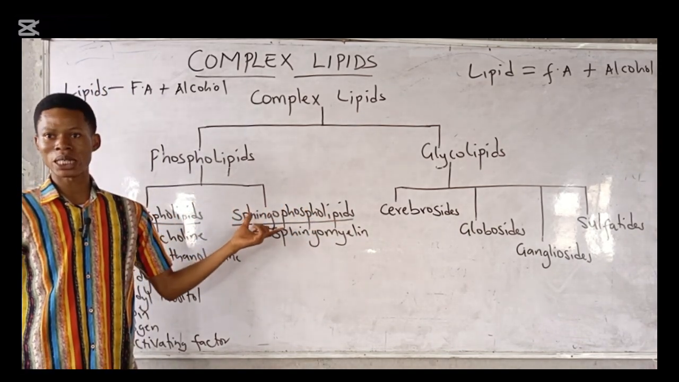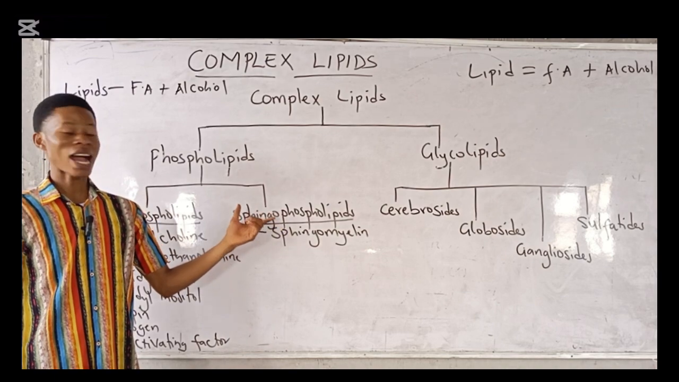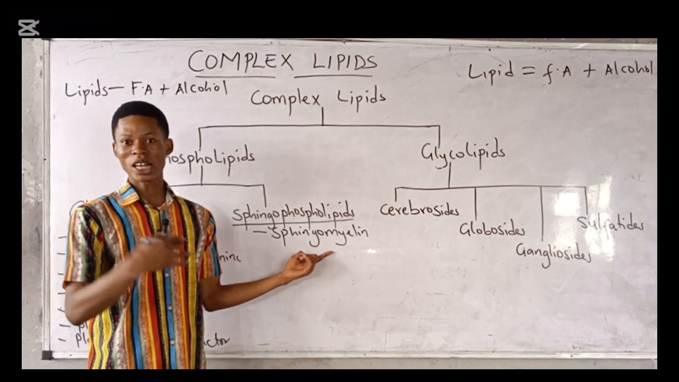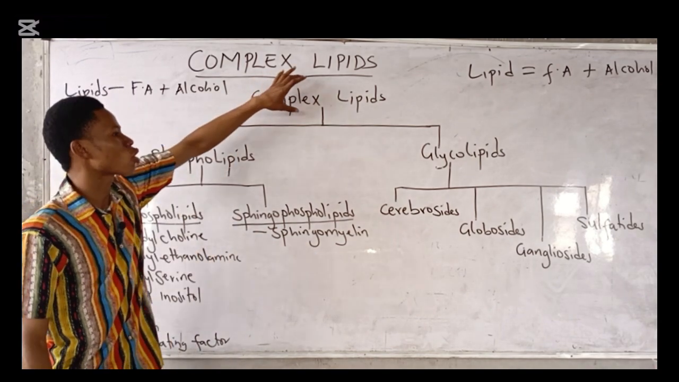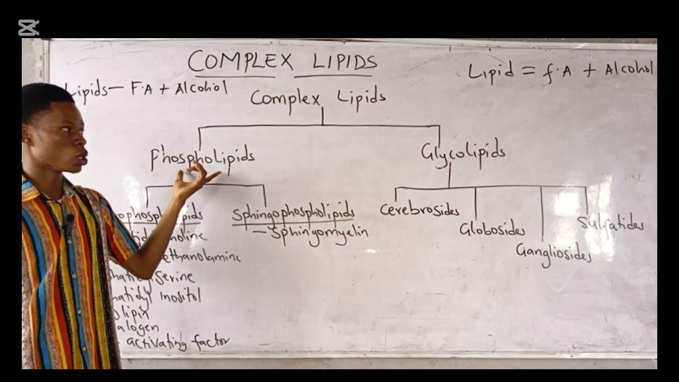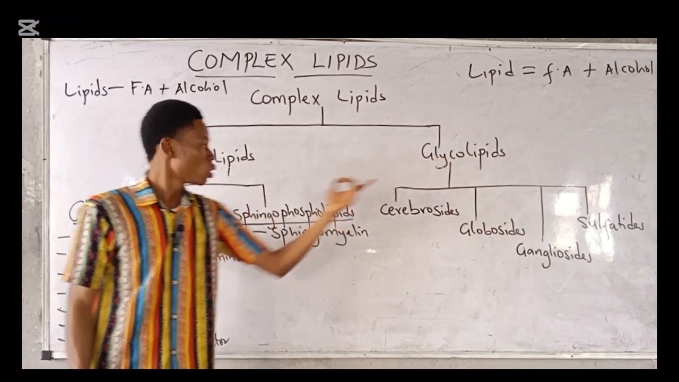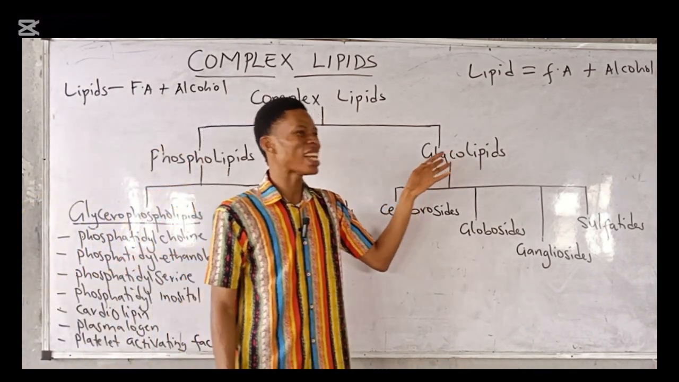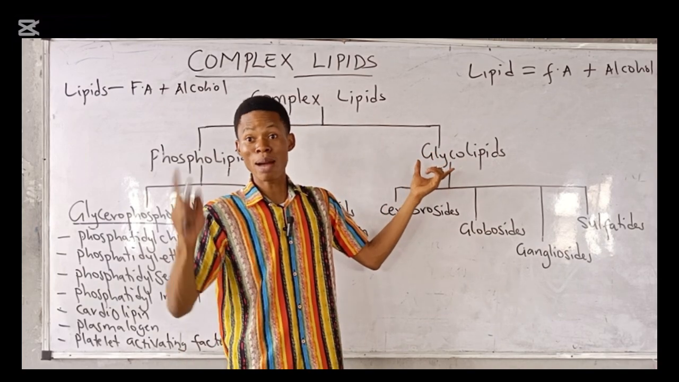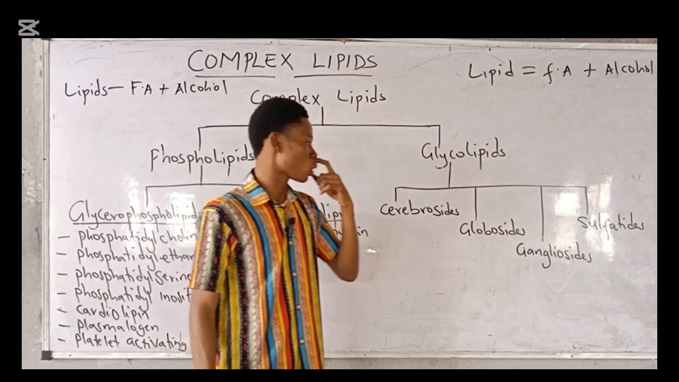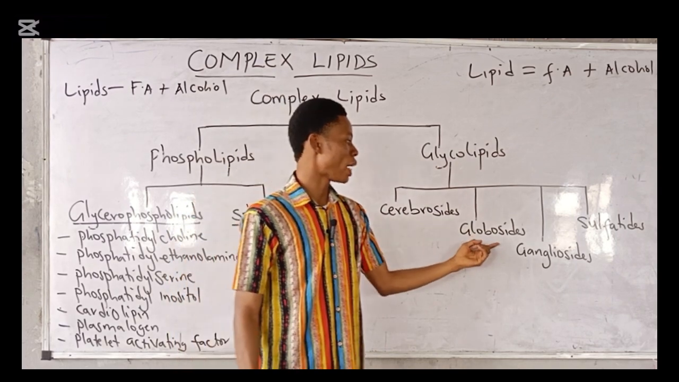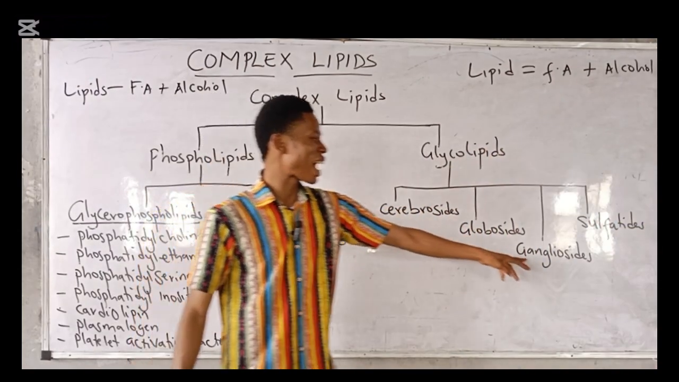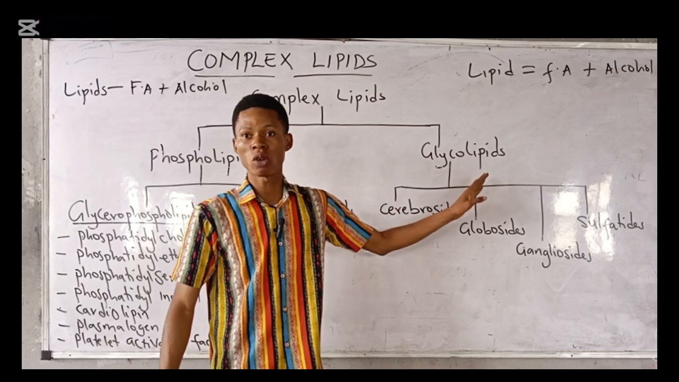For sphingophospholipid, what is the alcohol present here? Sphingosine, right? That is the alcohol present here. An example of sphingophospholipid is sphingomyelin. We'll see it as we go on. Remember that we divided complex lipids into two: phospholipids and glycolipids. Good. Sphingolipids, phospholipids and glycolipids. Now, under glycolipids, the additional group is a carbohydrate. Examples of glycolipids include cerebrosides, globosides, gangliosides, and sulfatides. We'll see the components of these as we go on.